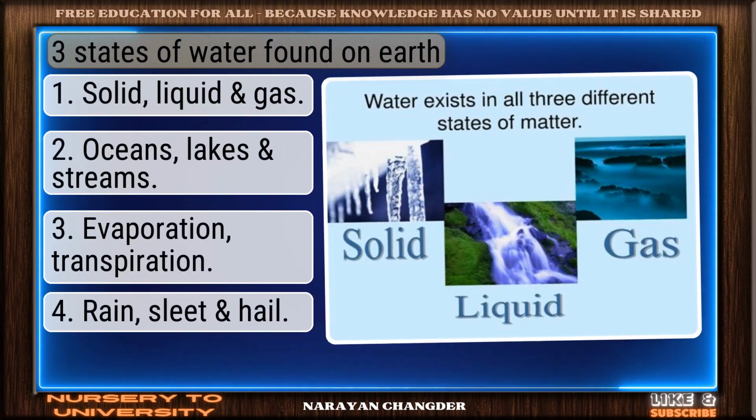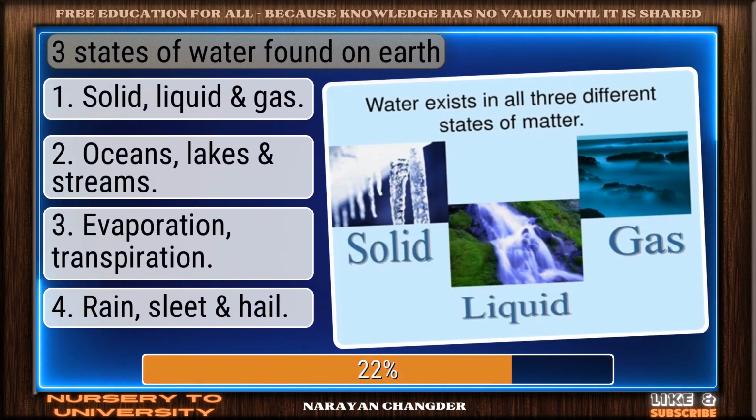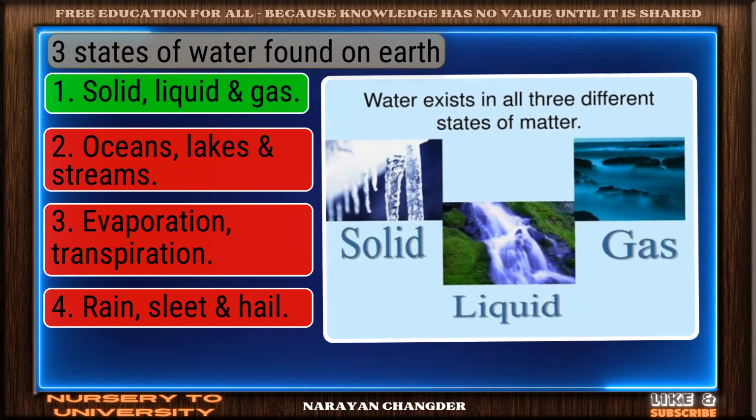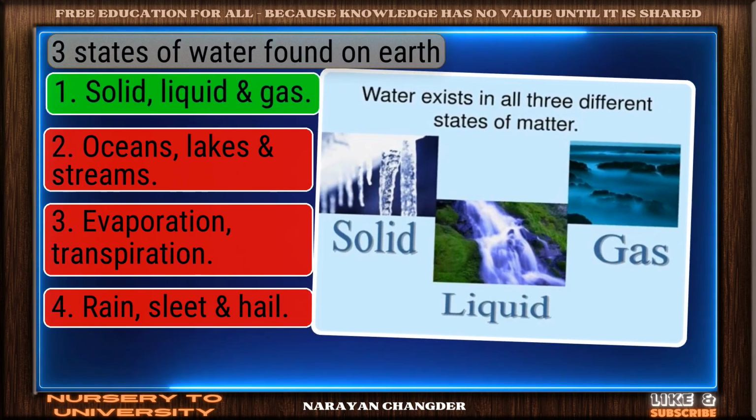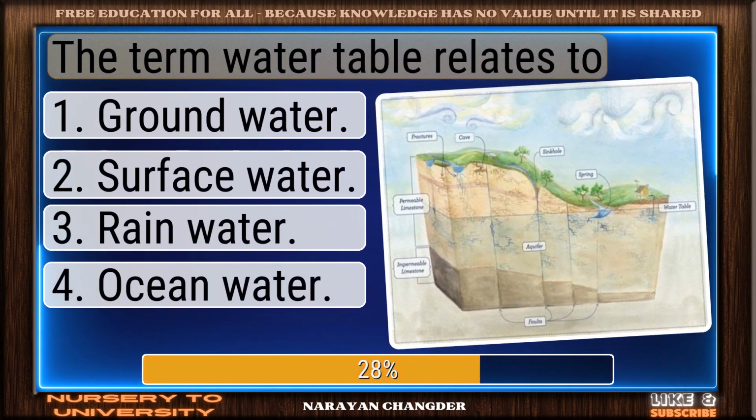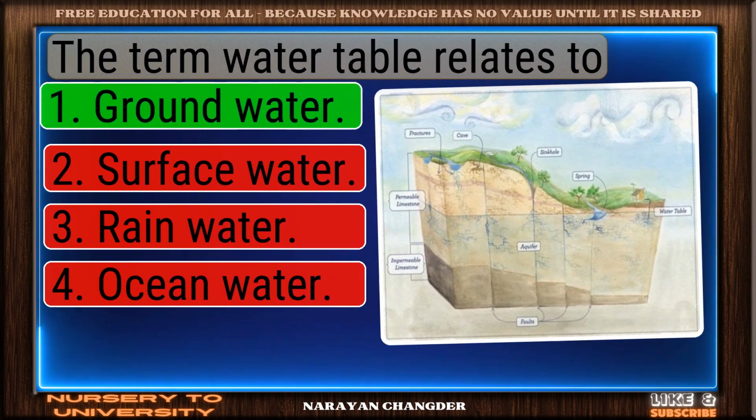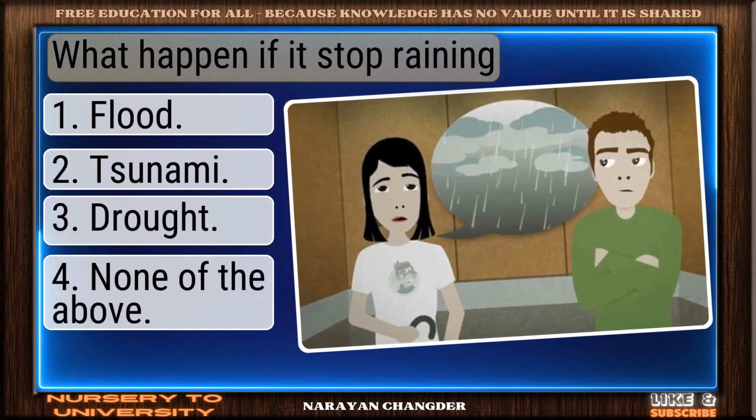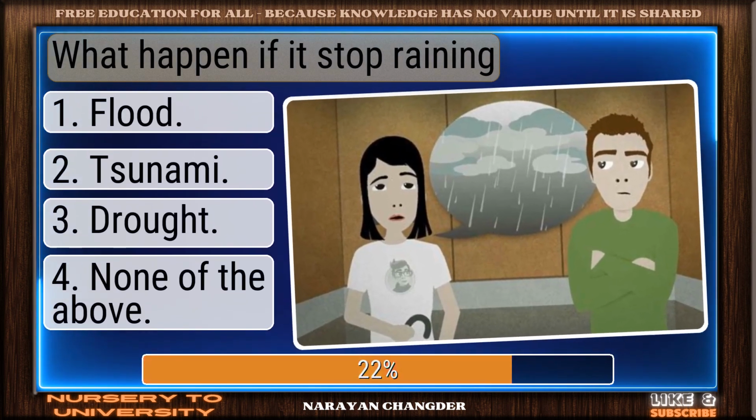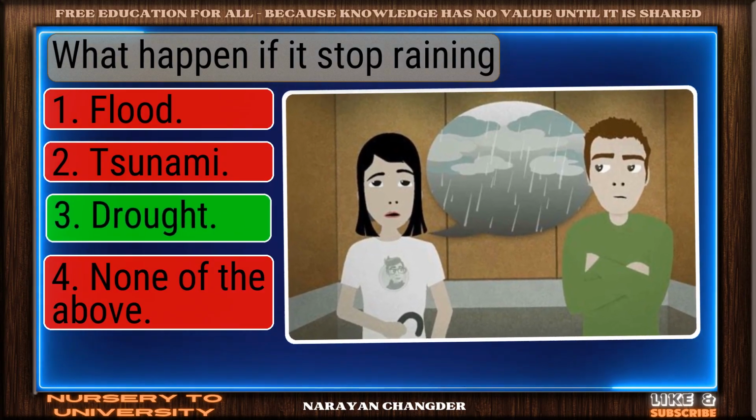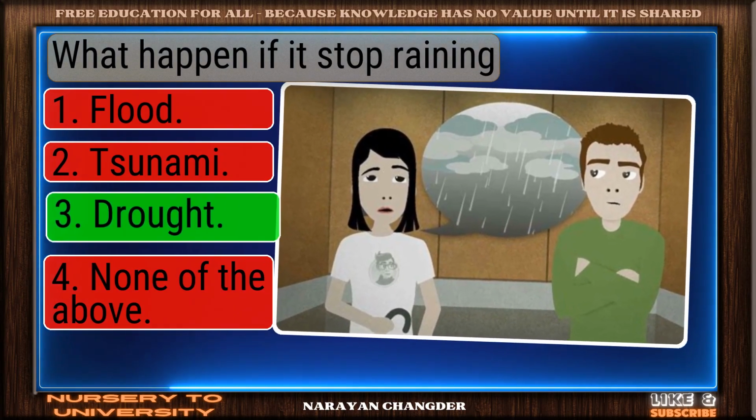Three states of water found on Earth. Nice work. You chose solid, liquid, and gas, and it is correct. The term water table relates to. You got it. Your choice groundwater is right. What happens if it stopped raining? Solid response. Drought is a valid choice.